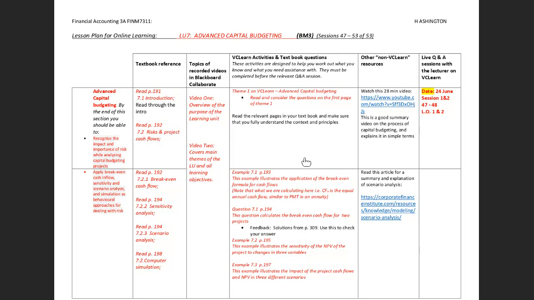Did we do this example 7.1 in class already? Why does it look familiar? I don't think we started Learning Unit 7.